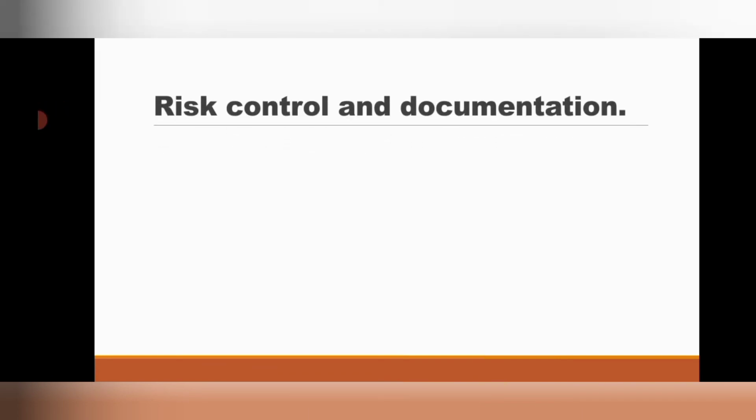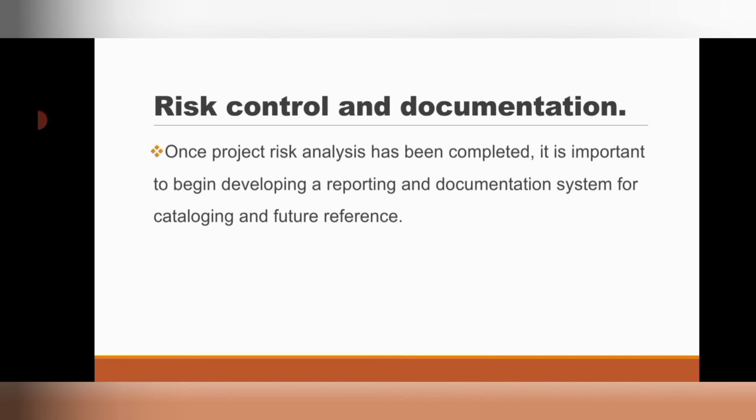The last thing we want to talk about is risk control and documentation. Once the project's risk analysis has been completed, from identification, assessment, and mitigating strategies, it is important to begin a report and documentation system for cataloging and future reference. So what it means is that everything that transpired during the project needs to be documented.